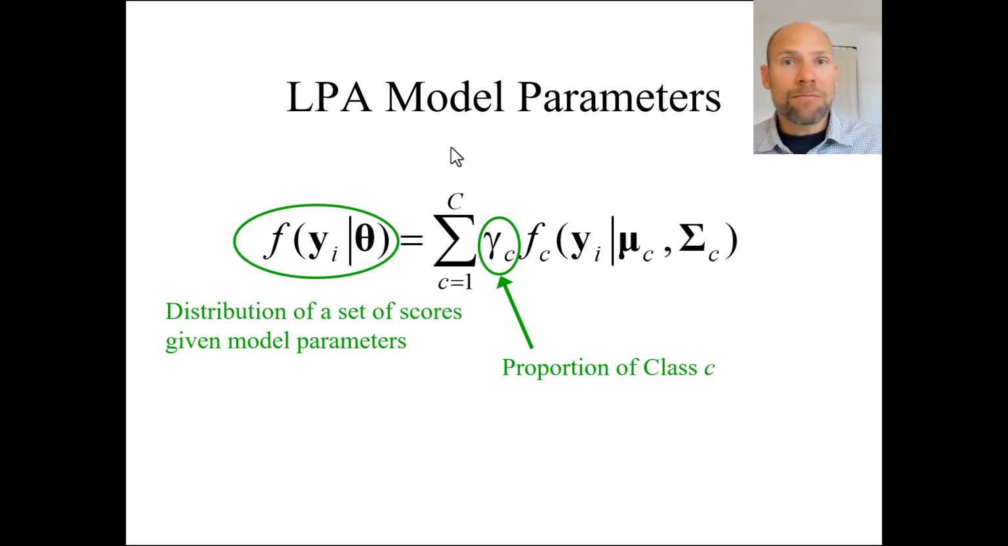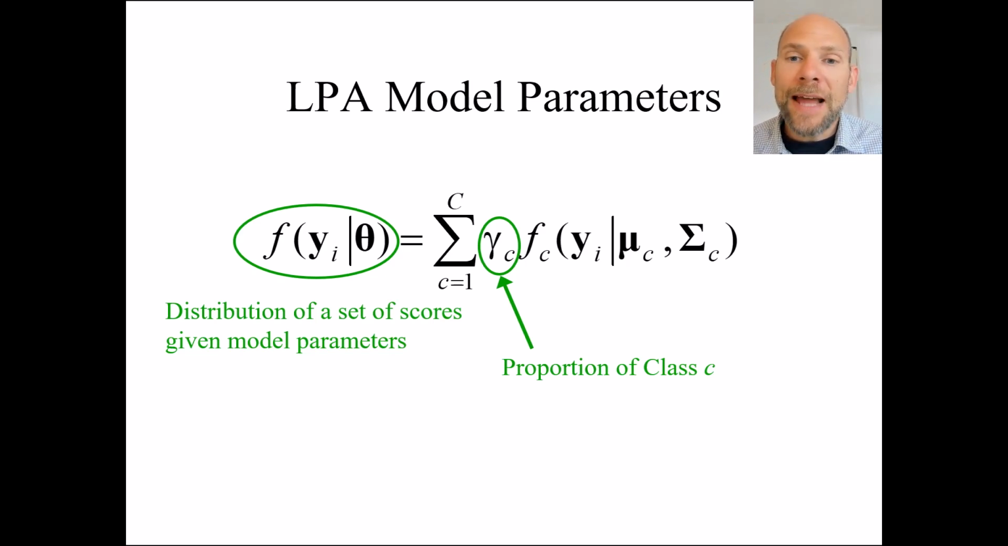So the classes have to sum up to 100%, so to say, the class size parameters, which means that you have only C minus 1 independent proportion parameters. The last proportion is fixed. So when you have, for example, 3 classes and you know 2 class proportions, then you know the third as well, because they have to add up to 1.0.